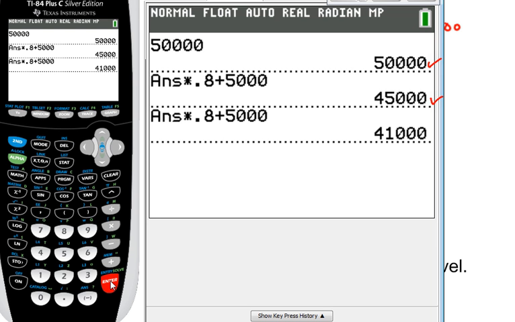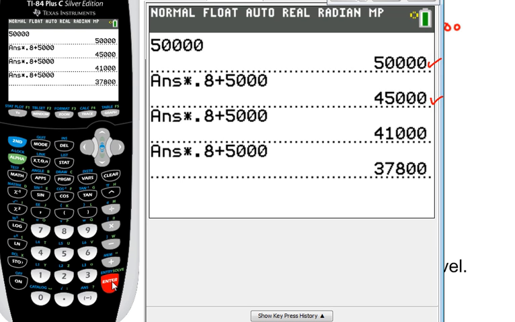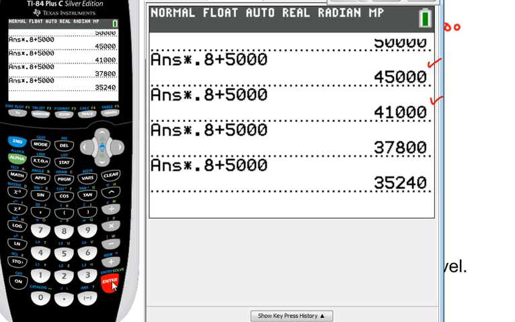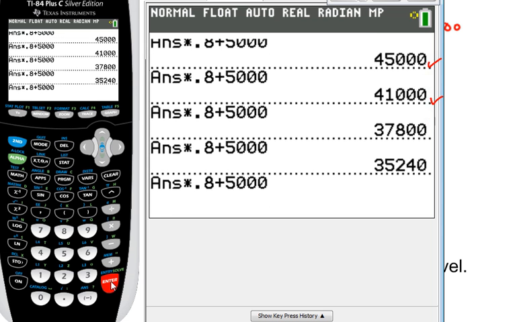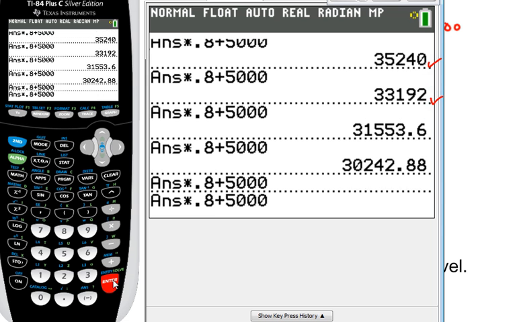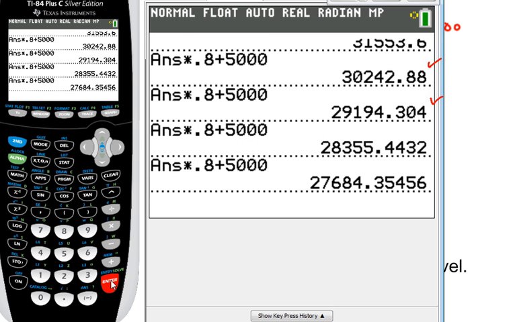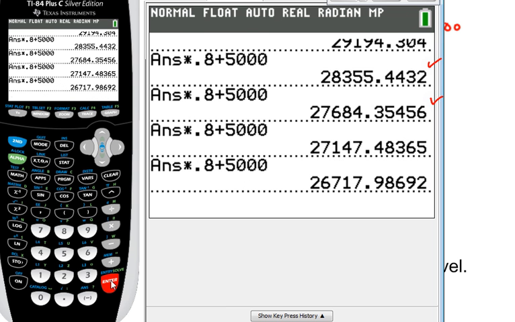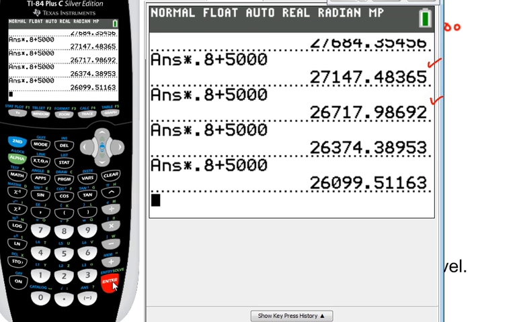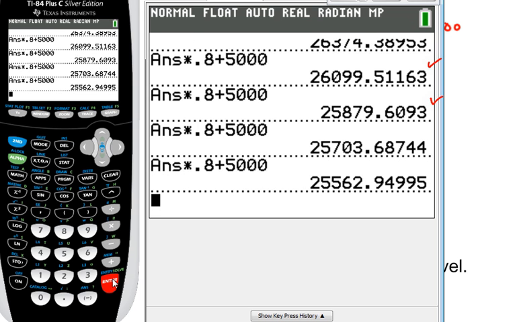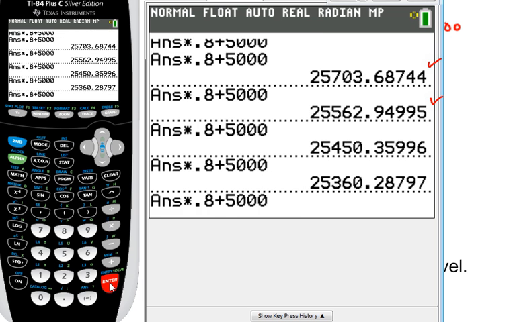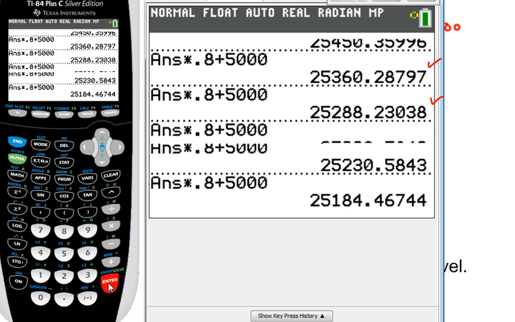Start of the 3rd year, 4th year, fifth year. At the start of the fifth year, 35,240. Now, what's going to happen in the long run? If I keep doing this over and over and over again, you can do this really quick on your calculator. Just keep hitting enter, enter, enter, enter over and over again. And you're going to see that eventually this will go no lower than 25,000.